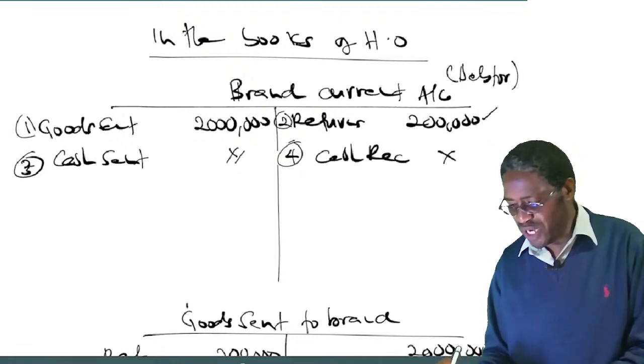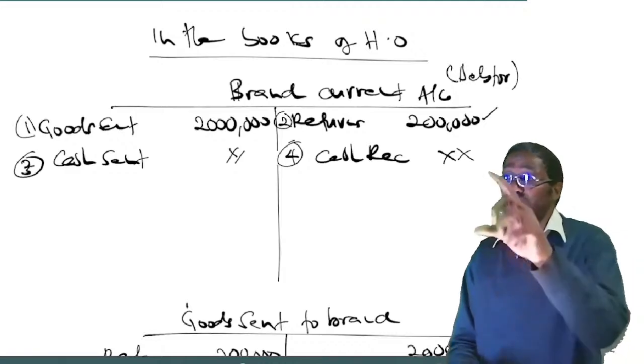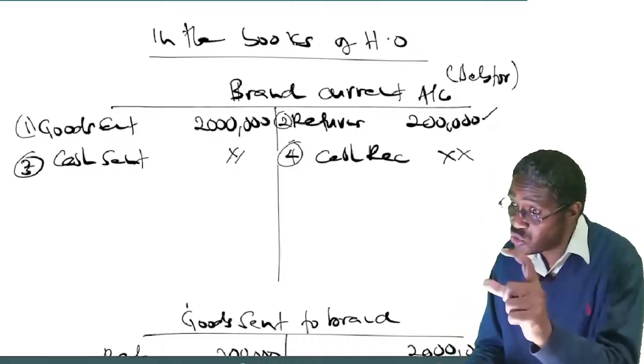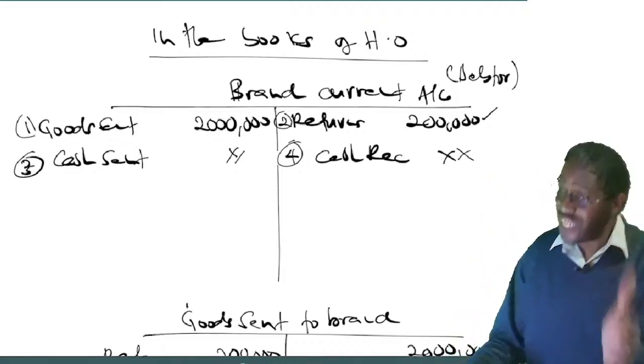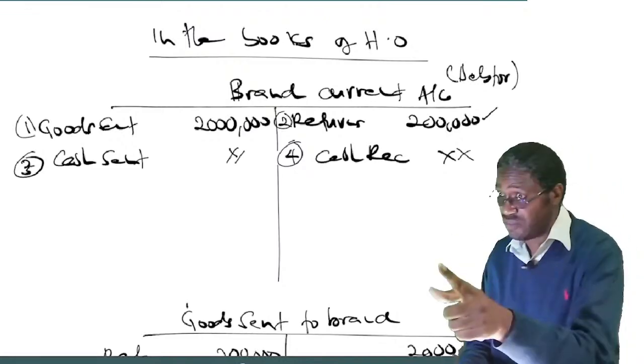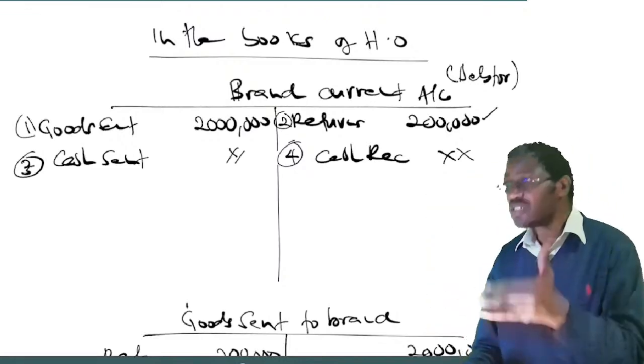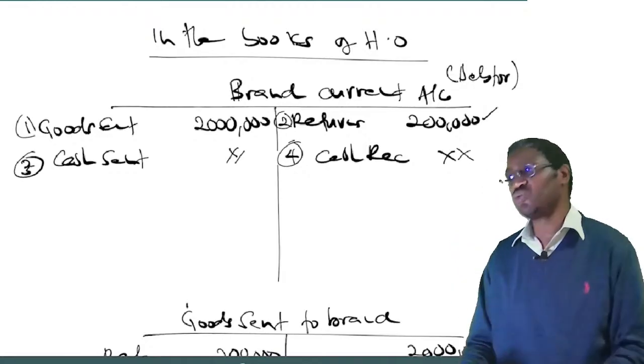Why do you credit branch current account? Because you must reduce what the branch owes you. When you send the cash to the branch, you charge them. Now that they are returning, you reduce what they owe you. Good.